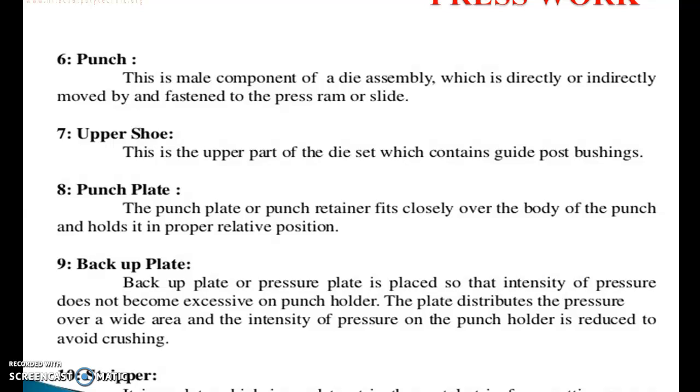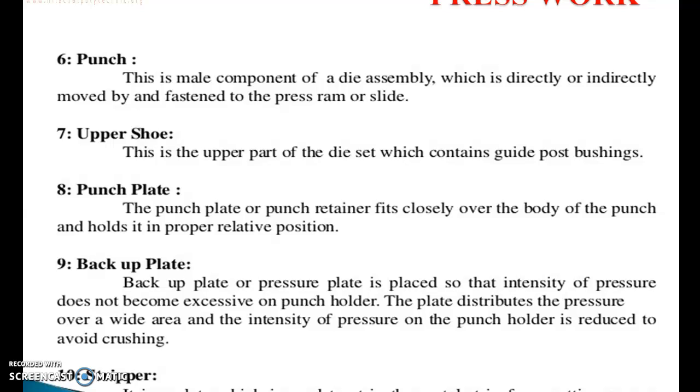Number 6 is the so-called punch. This is the male component of a die assembly which is directly or indirectly moved by, and fastened to, the press ram or slide. Next, the upper shoe. This is the upper part of the die set which contains guide post bushings. Punch plate: the punch plate or punch retainer fits closely over the body of the punch and holds it in proper relative position.